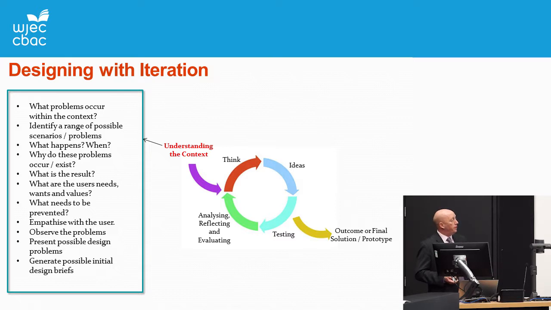Observing the problems and then obviously presenting the possible design problems. You will notice when you look at the marking criteria that they do need to identify a number of possible projects that they could tackle, not just one, okay? So there needs to be a range. Once they've produced that range, then we want to focus on one project, okay? So that's where we want the depth to come from.